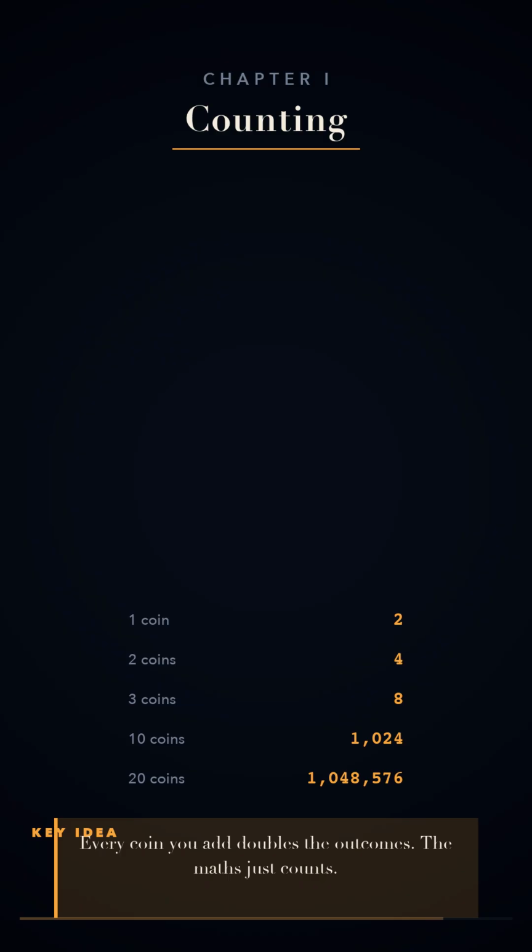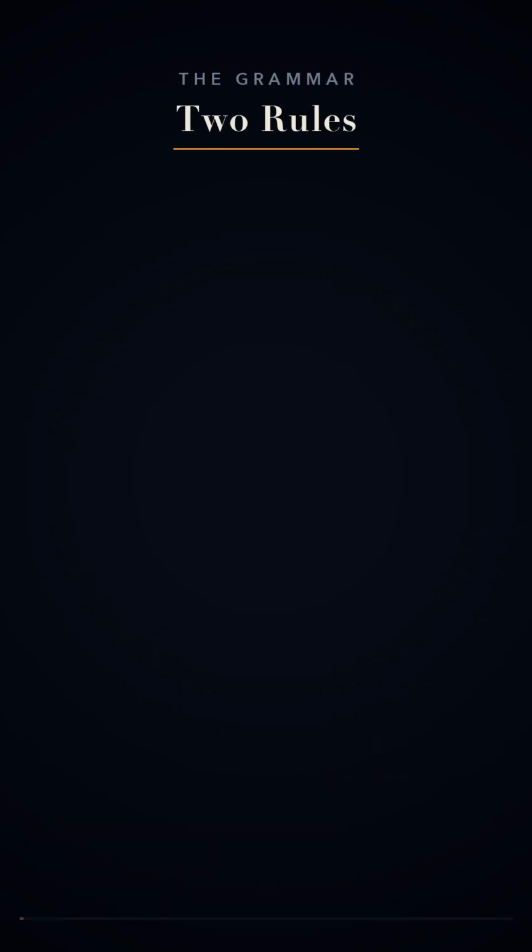We can hold a coin in our heads. We cannot hold 1,000,000 sequences. But the maths does not care about what we can hold. It just counts. 2 rules govern almost everything in basic probability. The addition rule and the multiplication rule.